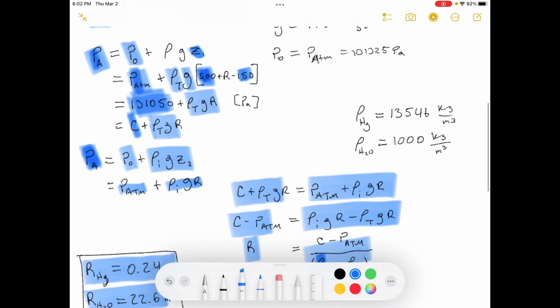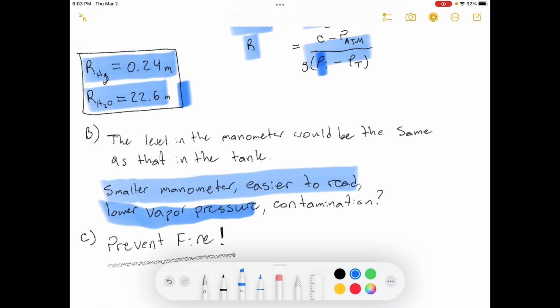Now let's talk about some of the advantages. Mercury in water may have a lower vapor pressure than toluene, and toluene is also flammable, so having it open to the atmosphere could be a little dangerous. And you might contaminate stuff in your toluene if you don't have that manometer fluid protection barrier, so maybe there's a risk of contamination getting into your tank. Okay.